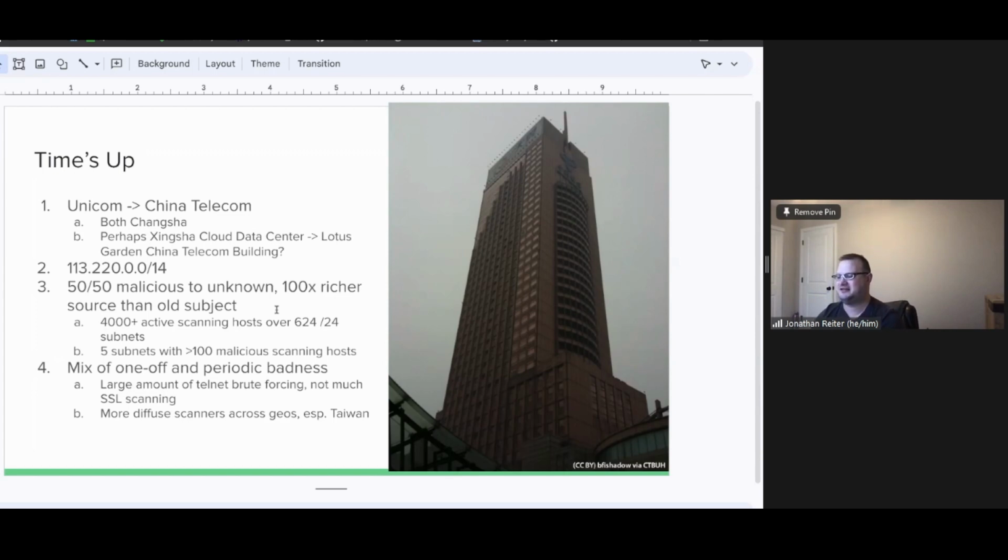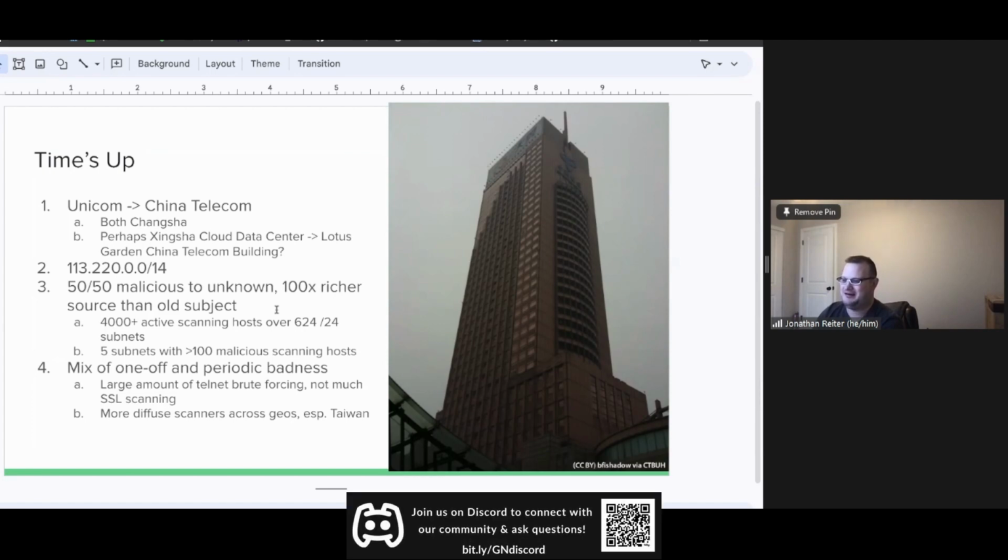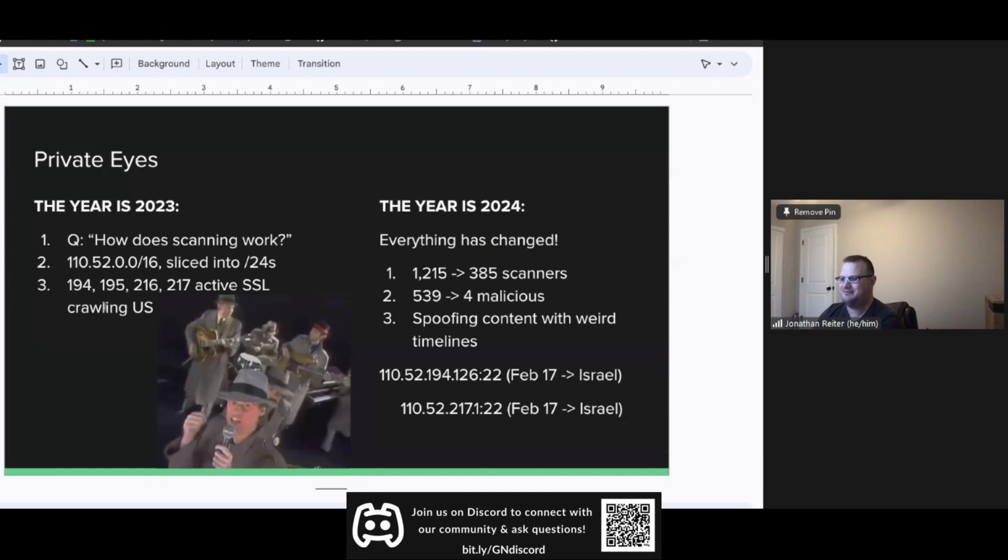What I notice looking at it in aggregate, and I will provide some aggregate data in the repo, is that it's about 50-50 malicious to unknown, and around 100 times richer than the source than the old subject. So there are about 4,000 active scanning hosts, and 5 subnets with greater than 100 malicious scanning hosts. And this is closer to what I used in the year 2023.